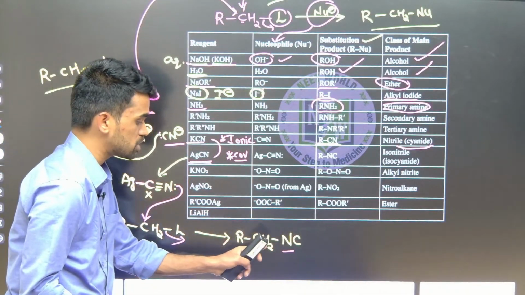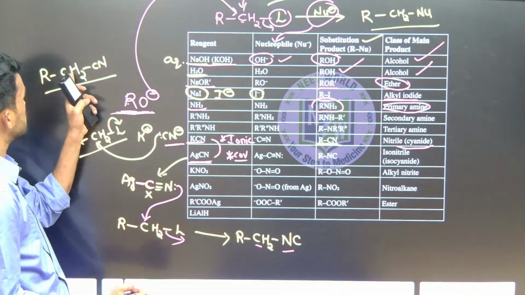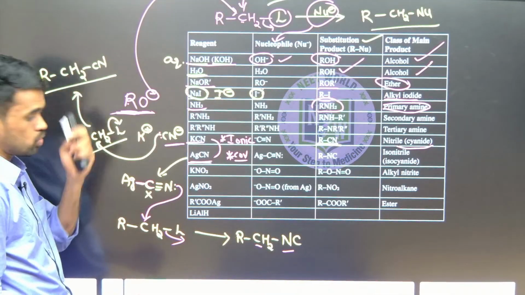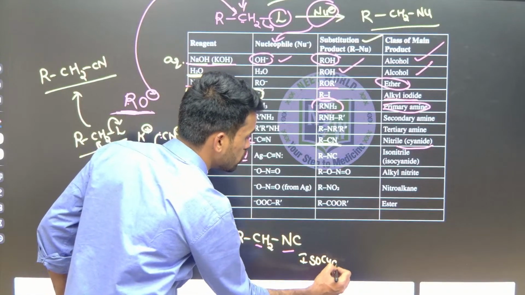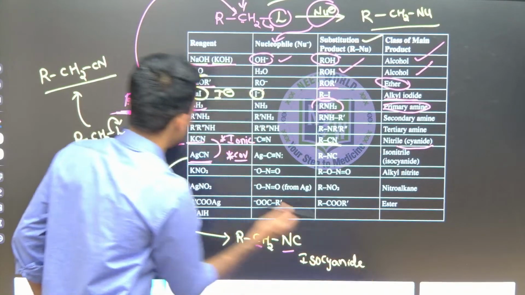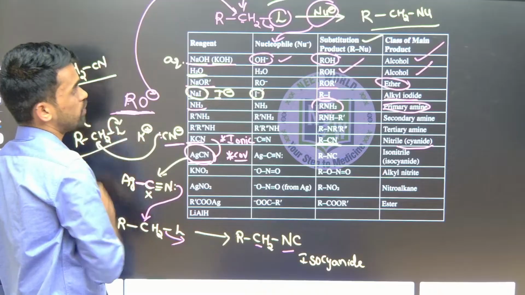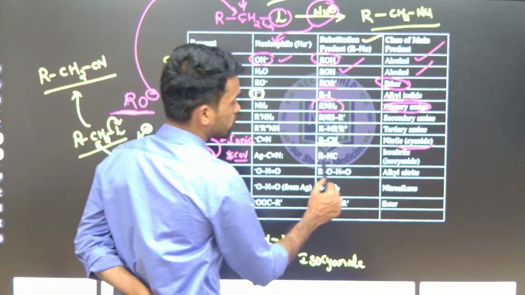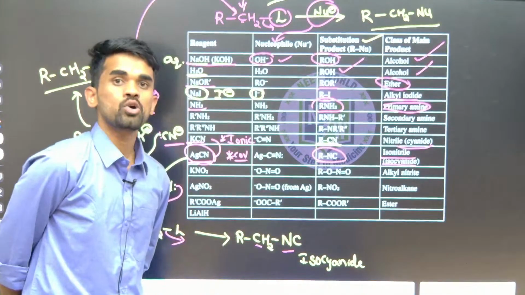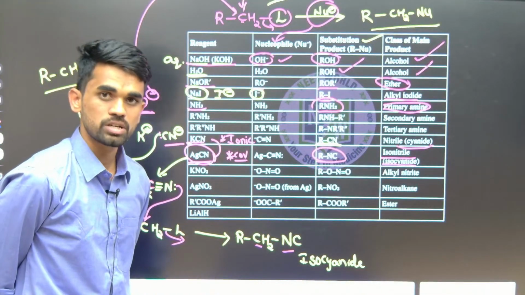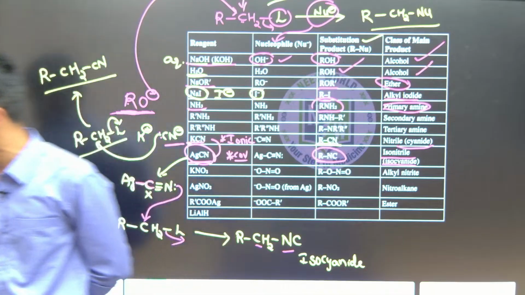Here nitrogen is attached to the carbon, but in this case carbon is attached to the carbon. So you should call it isocyanides. And now look here, when AgCN is our nucleophile reagent, you are going to get isocyanides, isonitriles, as the product formed during the substitution reactions. Hope the discussion is clear here.